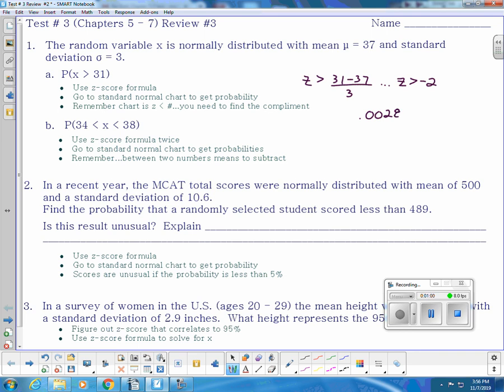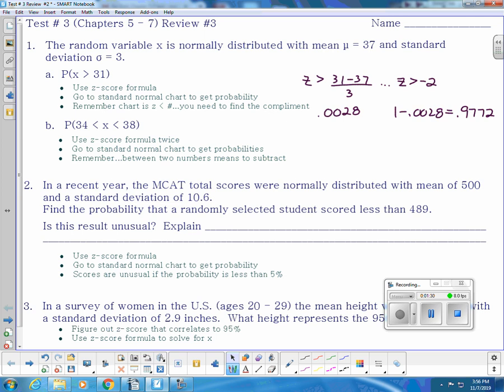-2 on the chart has the number 0.0028. But remember, greater than is on the other side of the chart, so the chart is always based on less than. When it asks you for greater than, you have to find the complement. So the complement is 1 minus this: 1 minus 0.0028 is going to give you 0.9772. You can leave it as a decimal. I don't need a percent.